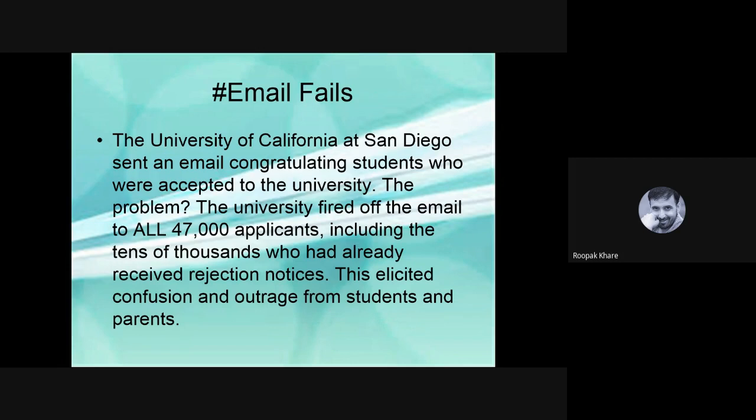The university fired off the email to all 40,000 applicants. Now there were 40,000 people who had applied for this course, and the email was sent to all the 40,000 people saying that yes, you've been selected, including tens of thousands of them who had already received rejection notices. The ones who were rejected were also sent the email saying you were selected. Obviously, when you get an email saying you've been selected, people get furious. People start claiming, give me a seat there. This elicited confusion and outrage from the students and parents. Written communication.